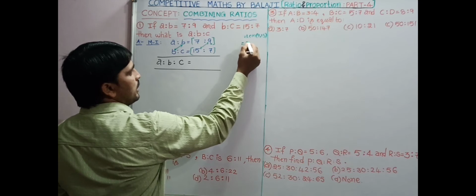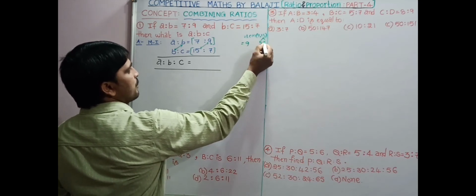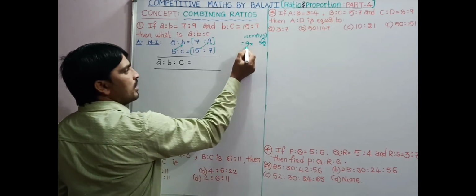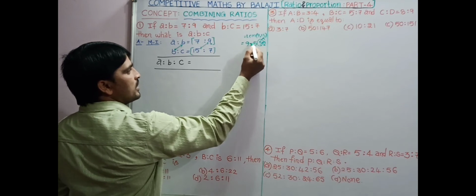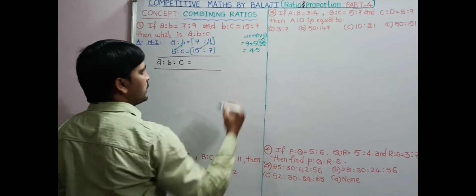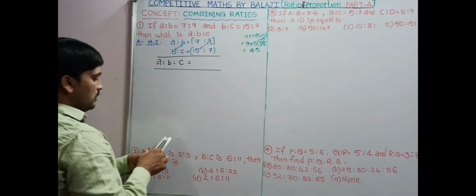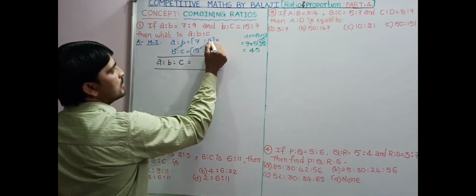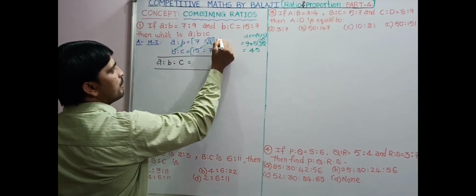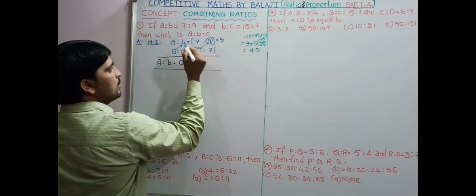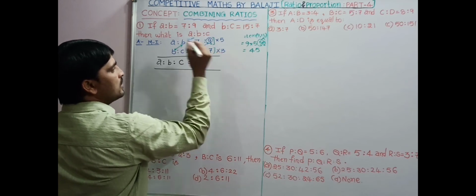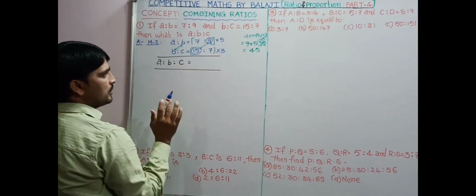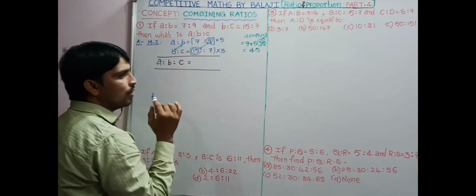Consider 9 and 5: 5 3s are 15, but this 3 is already included in 9. Consider 5 in the product. 9 5s are 45, which is the LCM of 9 and 15. Now we have to make each B term in both the ratios 45. To make this term 45, we multiply by 5. Similarly, to make 15 into 45, we multiply by 3. So 5 9s are 45, 3 15s are 45. Our connecting term is equal now.